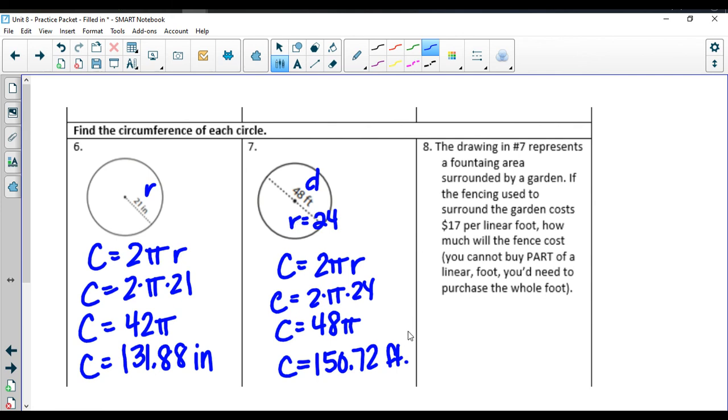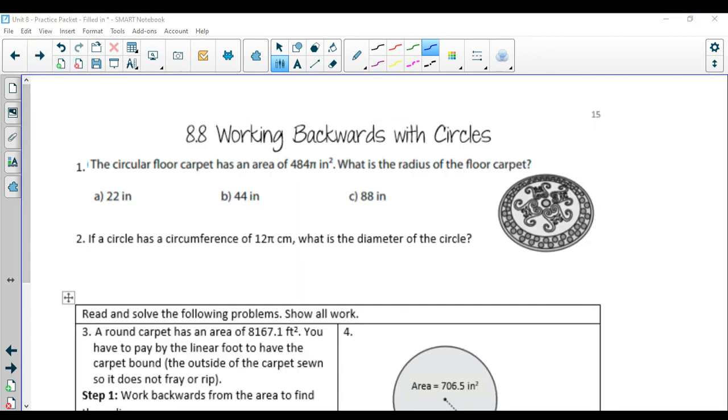So we are going to have to actually buy, not part of a linear foot, we're going to have to buy 151 linear feet, and we're going to multiply that by the cost of $17. So prior to taxes here, we're looking at $2,567 for that fence then. And that is it for lesson 8.7.